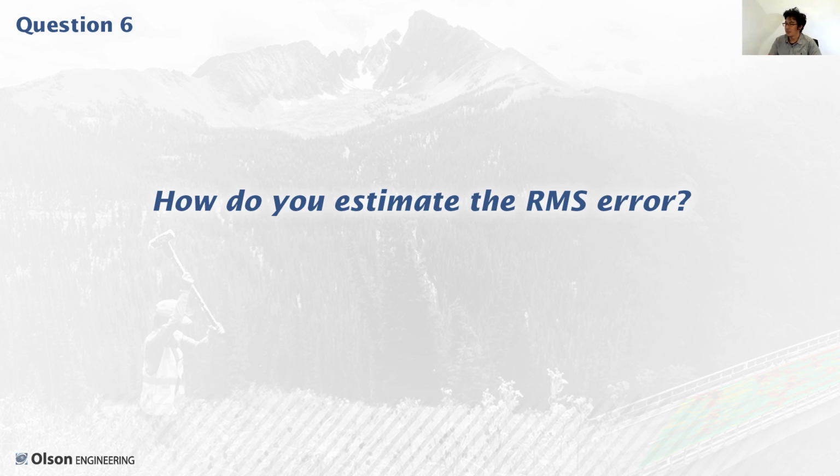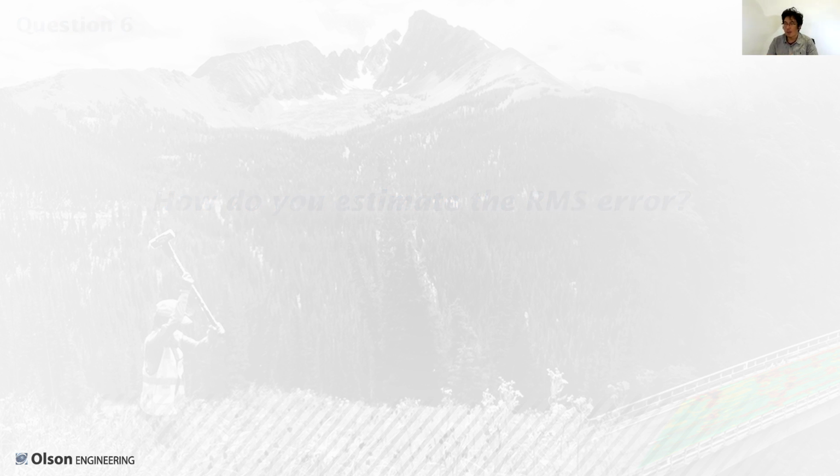How do you estimate the RMS error? So the RMS error, I don't remember the equation itself, but it is the error between the simulated first arrival and your picked first arrival from the survey itself.